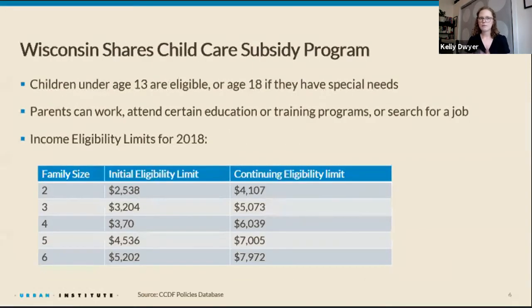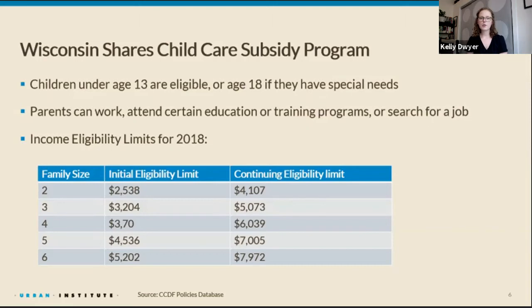As I mentioned, each state really has the flexibility to set its own policies. So in Wisconsin's child care subsidy program, they set their own rules, including letting children up to age 13 or age 18 enroll in the program if their parents are working, attending school, or enrolled in a training program, or in some cases, a parent can also be searching for a job and become eligible or remain eligible for subsidized childcare. And in 2018, there were 2 different income eligibility limits applied to families in the program.